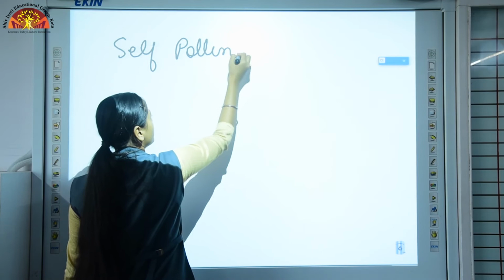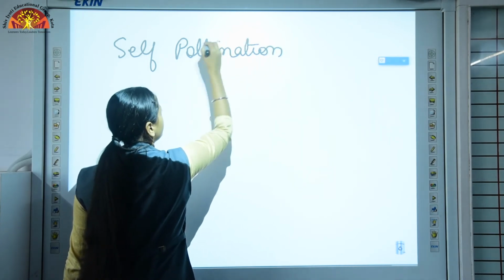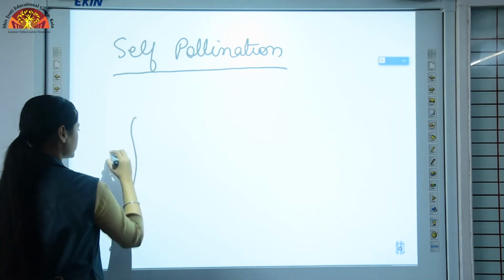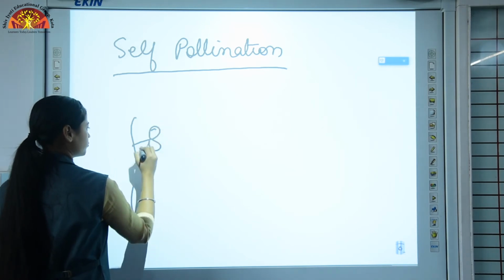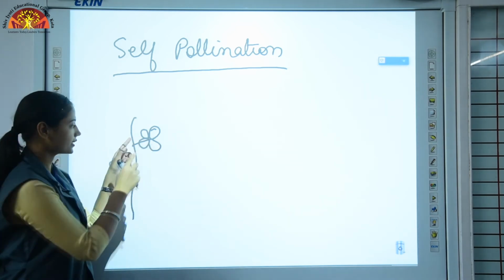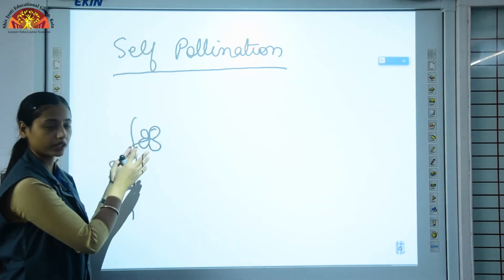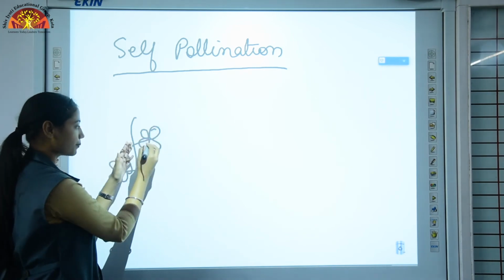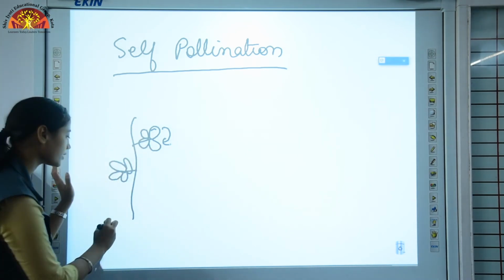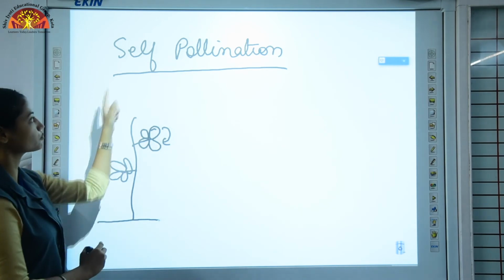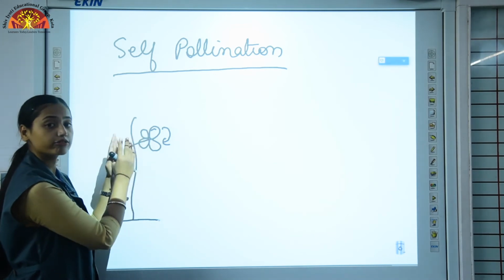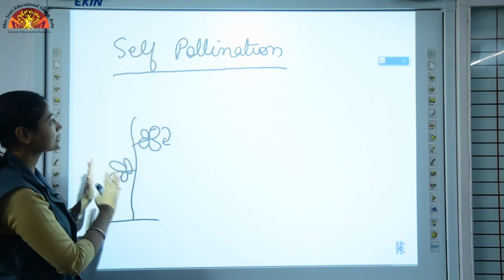Self means on itself, by our own self. We can do this on our own. So let's say this is any plant and these are flowers. If this flower is bisexual, then it will be carrying both parts, male and female reproductive parts. So if the pollination is happening on the same flower or from this flower to another flower of the same plant, then that type of pollination is known as self-pollination. Means either on that same flower or a flower of the same plant, that is self-pollination.